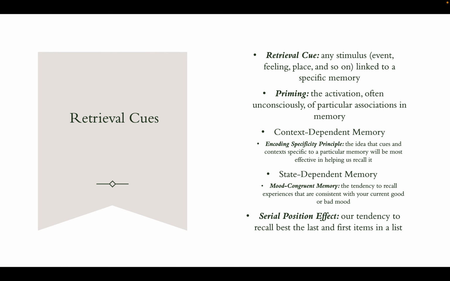So how are we able to recall this information? We do this through retrieval cues. Retrieval cues are any stimulus, which can be an event, feeling, place, anything like that, linked to a specific memory. So a retrieval cue is something that is like an anchor point for pathways you can follow to access the information.